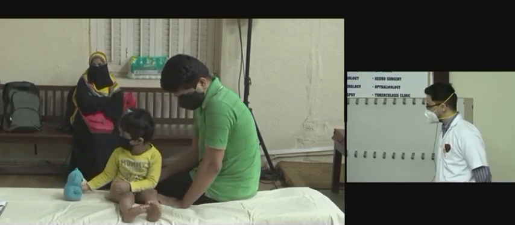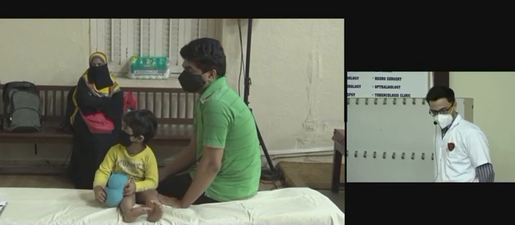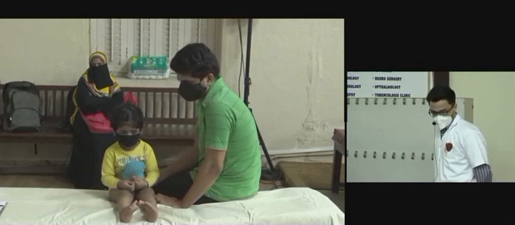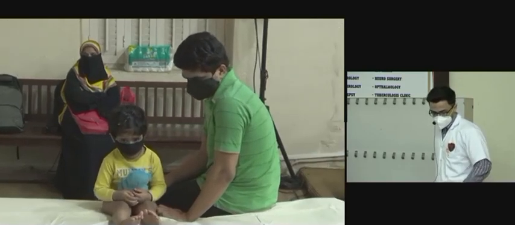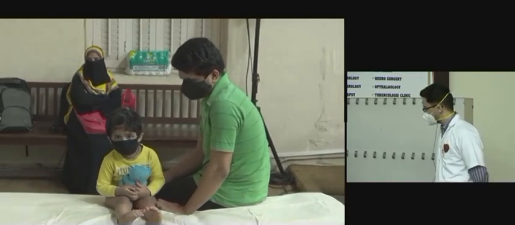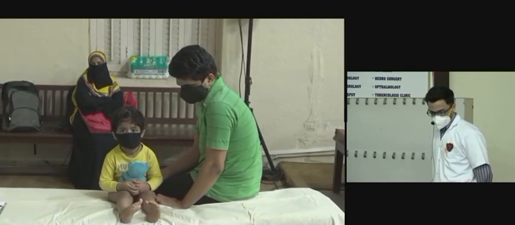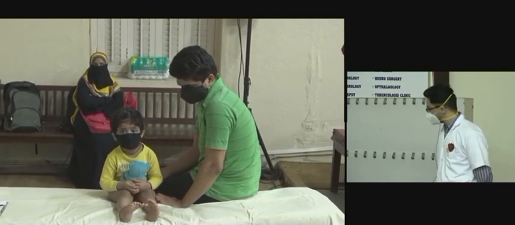probably the tendo Achilles tendon. On movement of the left foot, the adductus, which is approximately 10 degrees, could be corrected to an abduction of around 20 degrees. At the same time, the equinus could be brought to neutral rotation.